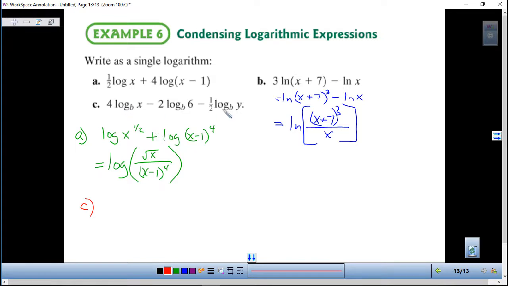Now, all these are the same base, so we can go through and let's remove the coefficients first, reverse the power rule. We're going to have log base b of x to the 4th minus log base b of 6 squared minus log base b of y to the 1/2 power.